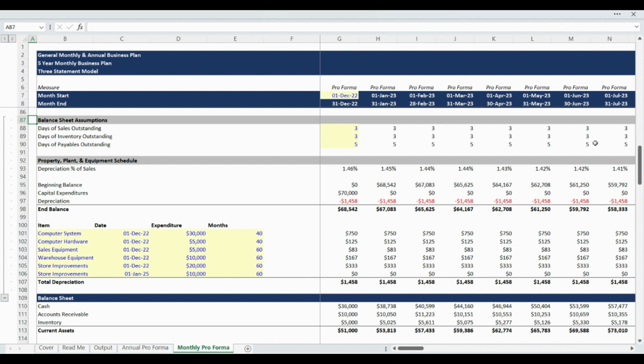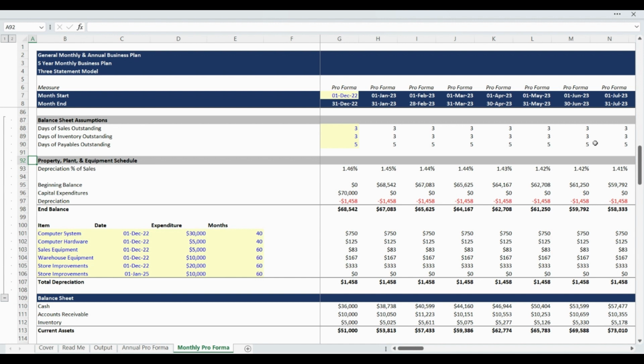The next section of the model calculates and summarizes the monthly depreciation expense for capital assets. The depreciable asset schedule handles inputs as the item label in column B, the date of acquisition in column C, the expense in column D, and the number of months to depreciate the expense over in column E. The columns to the right calculate the monthly depreciation by item depending on the applicable months of depreciation you input for the specific item. At this stage in the modeling process, the balance sheet will begin to populate.